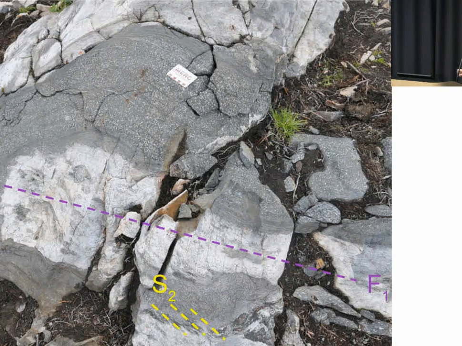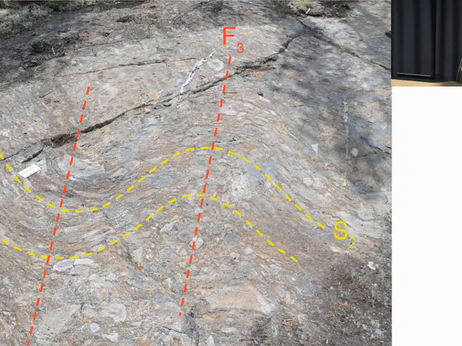So just a few nice field photos to actually see what this looks like and what I'm talking about. So F1 folds can be difficult to find, so we were really lucky finding this folded dike in the field. It's a plagioclase-phyric mafic dike intruding into a rhyolite body, so we see a good F1 fold being cut by this S2 fabric.